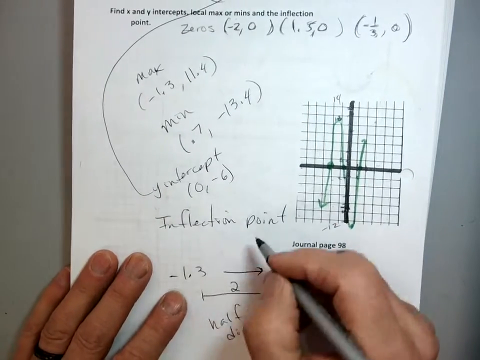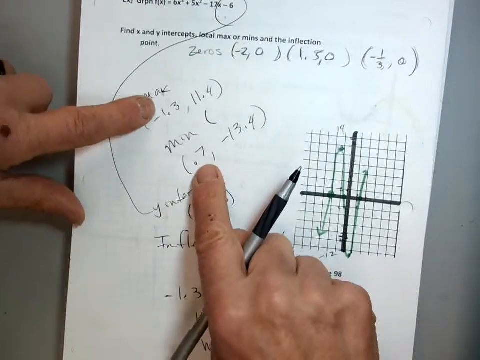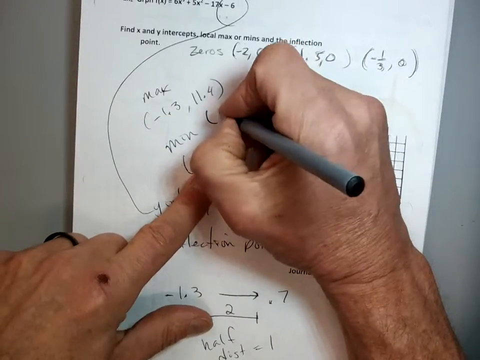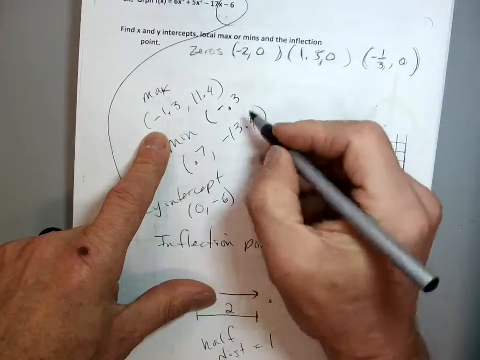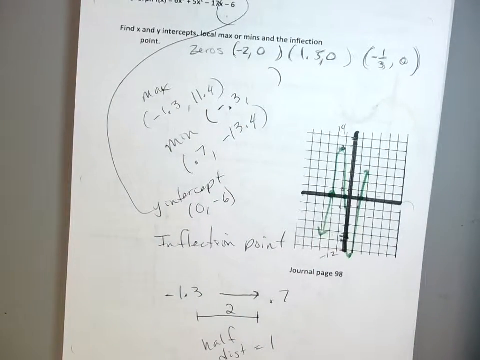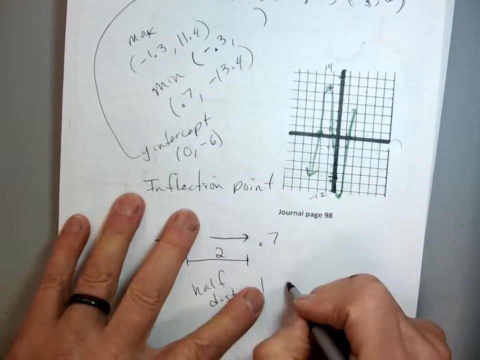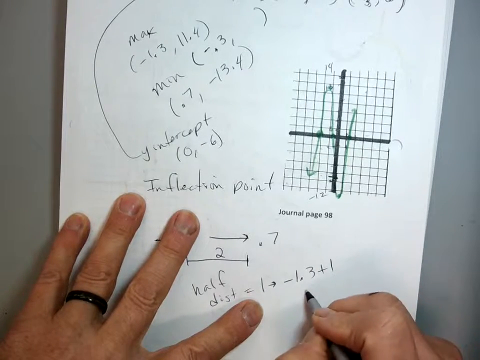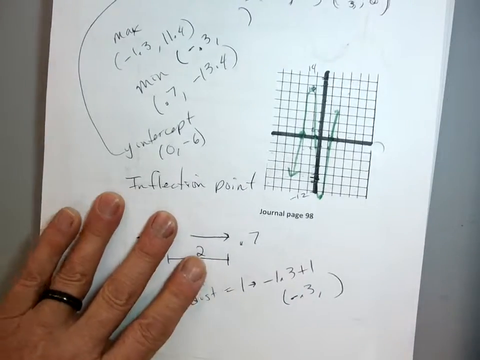The inflection point's got to be right smack dab in the middle. So I'm going to add 1. So I'll be at a -0.3, right? If I add 1 to that, something. How are we going to get to something? Plug it in, right? So let's plug it in. So my inflection point, I just took my -1.3 and I added 1, which gave me my -0.3 something. Okay, let's plug it in.